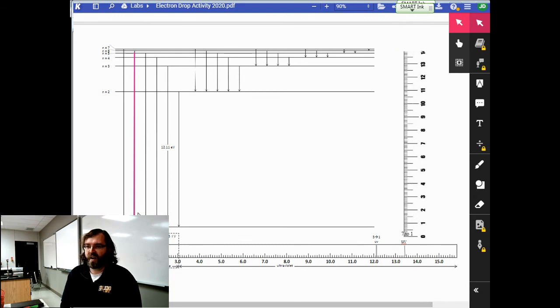So again, this is how electrons transfer in the Bohr model, and how to complete this electron drop worksheet.